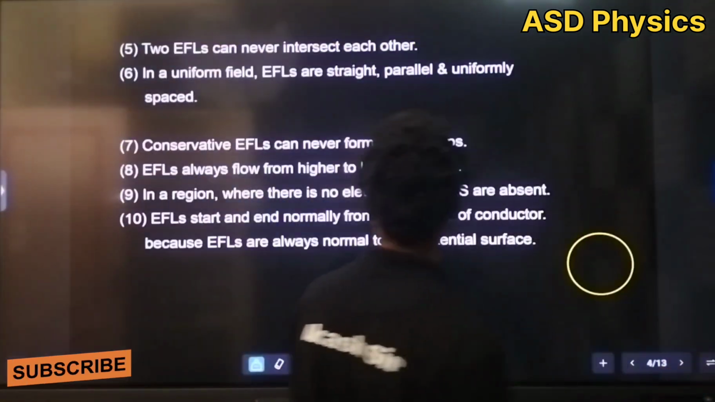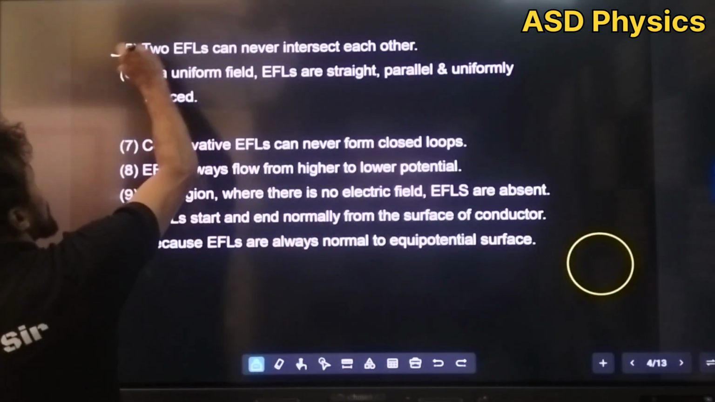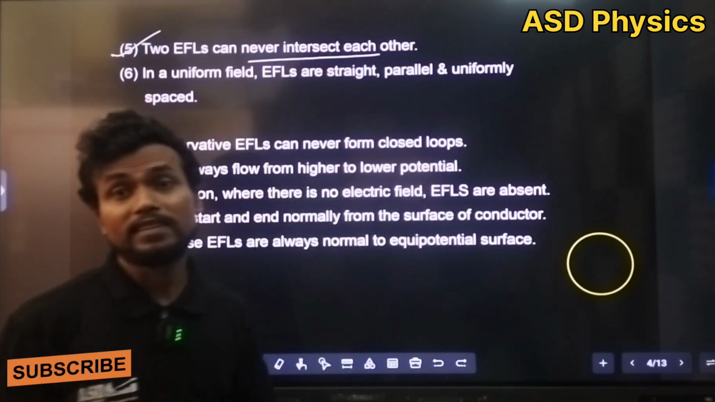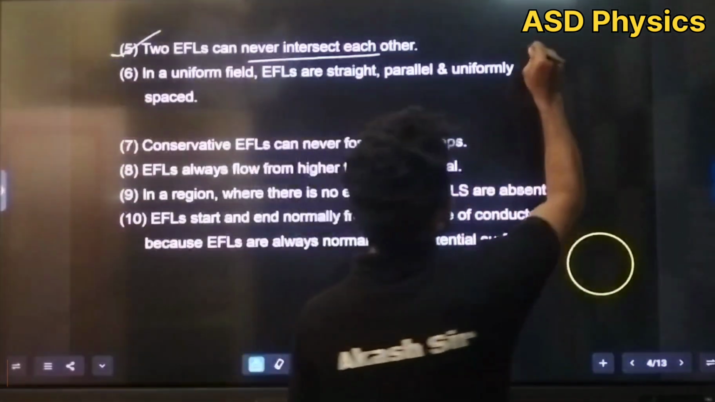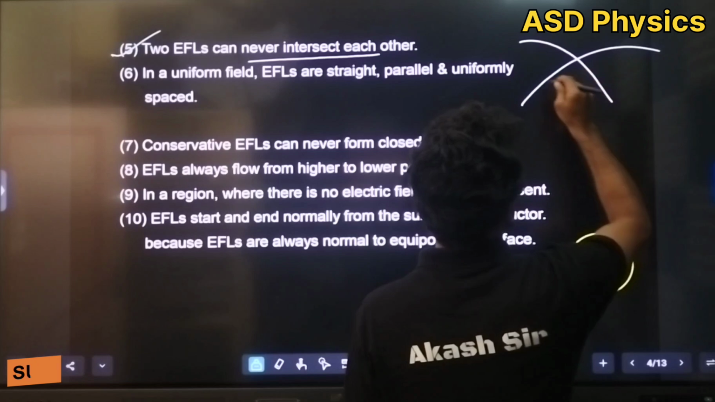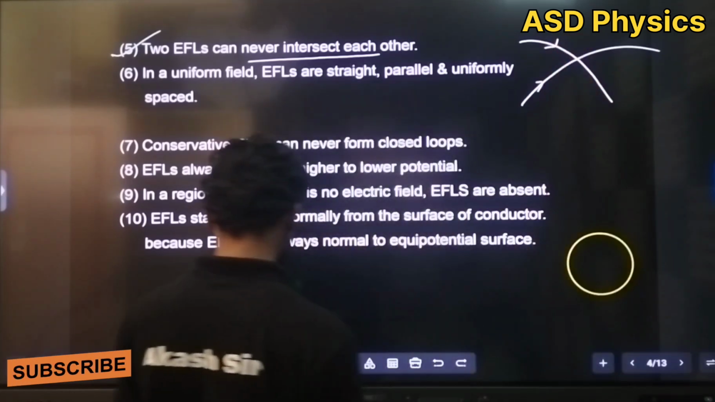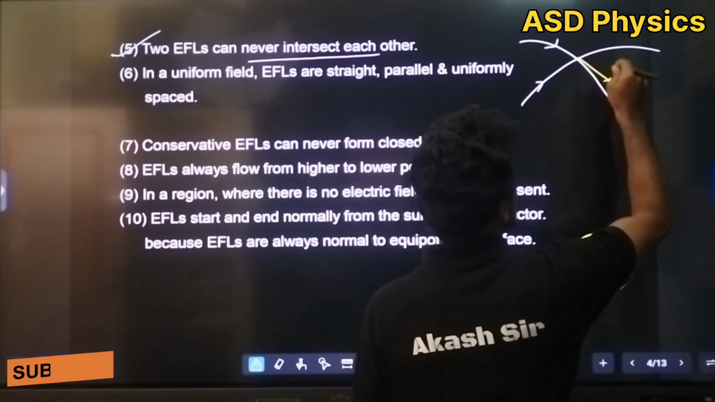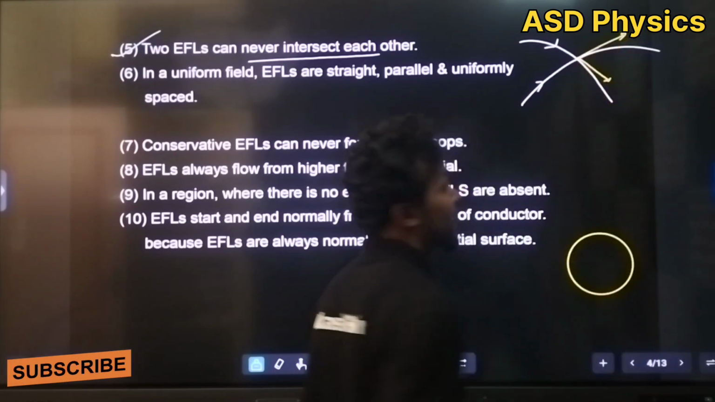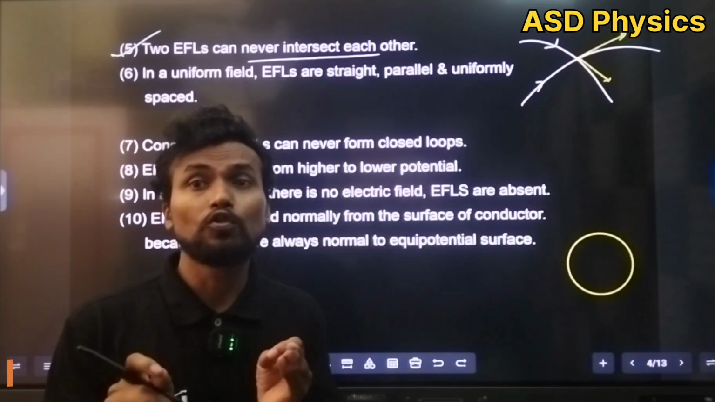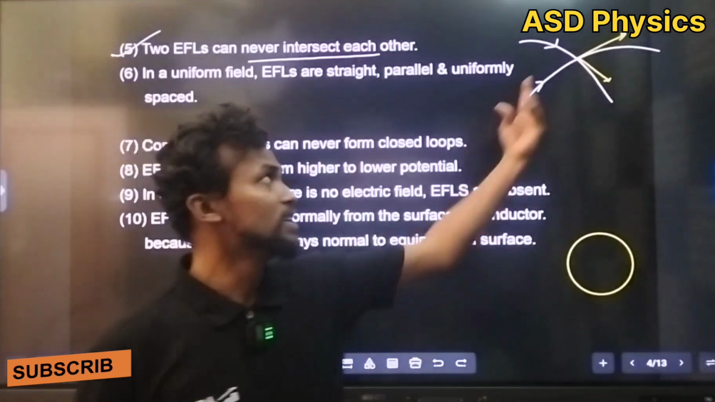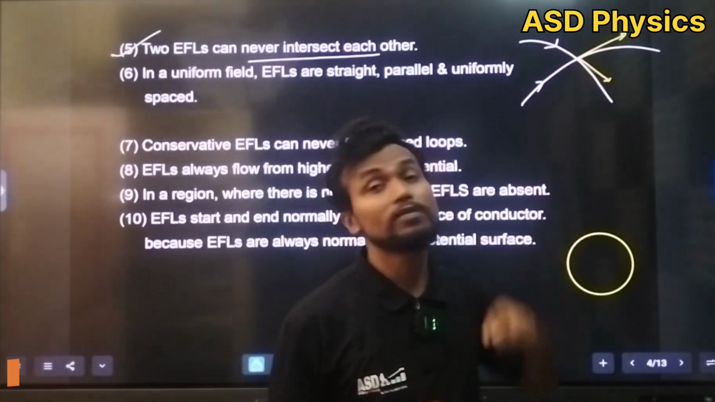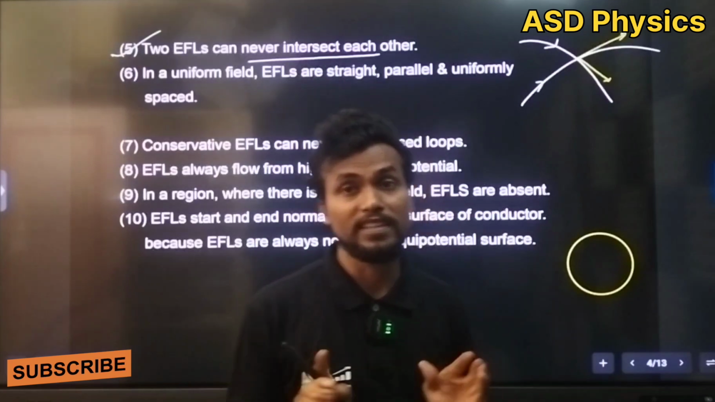Very easy actually. Next one, students: two electric field lines can never intersect each other. Why? Because if any two field lines intersected, then at the point of intersection two lines would be possible, and an electric field can have only one unique direction. That's why these two directions are not at all possible, and two electric field lines can never intersect each other.